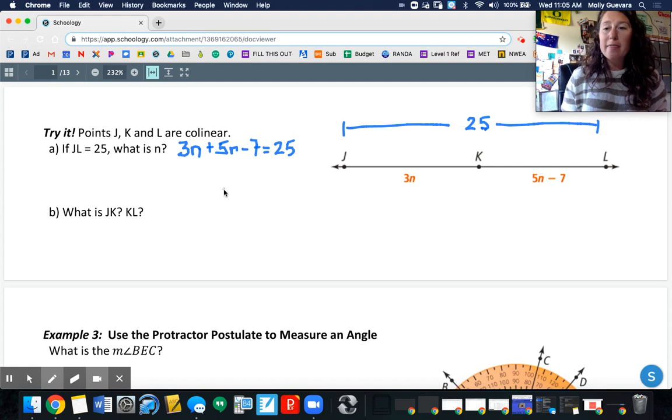Okay, so both pieces of this line segment equal the whole line segment. And then again, this is something I can solve. So I'm going to combine like terms, 3N plus 5N is 8N minus 7 equals 25. Okay, I now want to get the N by itself, so I'm going to add 7 to both sides.